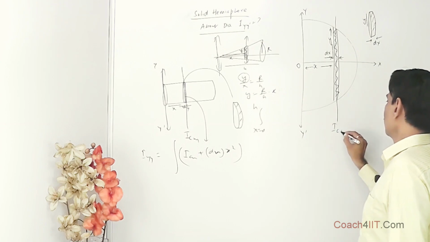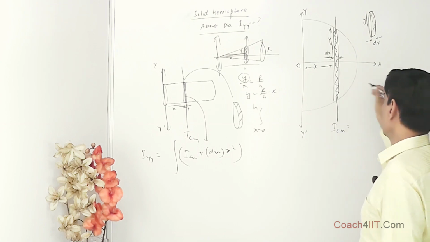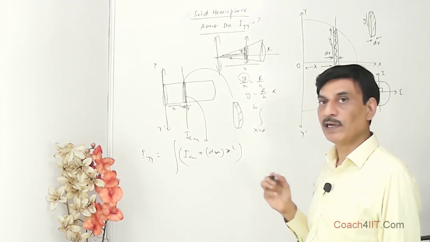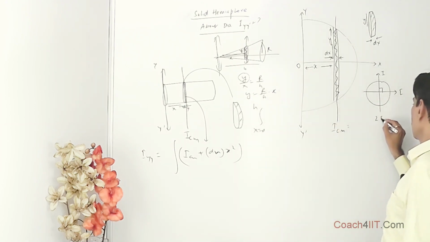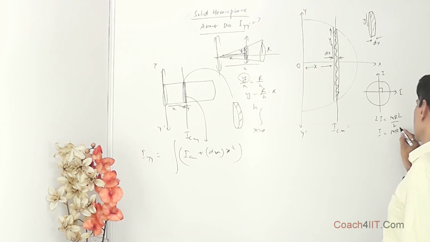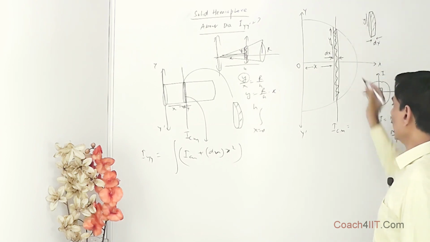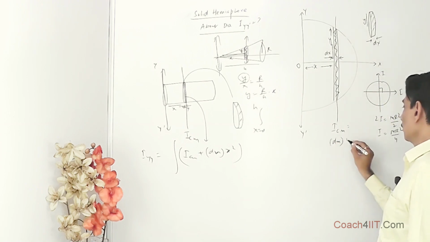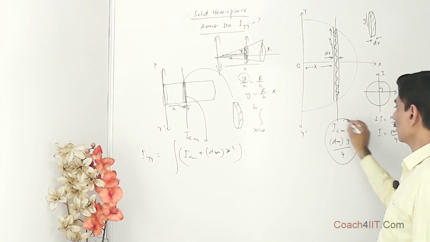We know that if the disk is there, the moment of inertia about this axis is mr square by 2. About this axis I, and about this axis I, and both of them are perpendicular, we use the perpendicular axis theorem, and we said I plus I, 2I, is equal to mr square by 2, that is Izz is mr square by 2. So I about any diameter is mr square by 4. We use this concept to find ICM, that is dm into y square by 4.